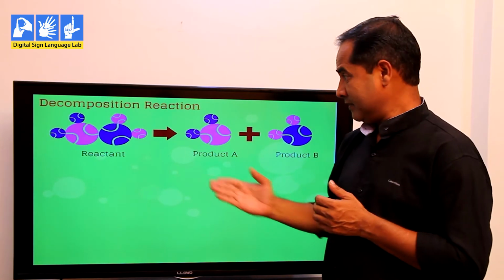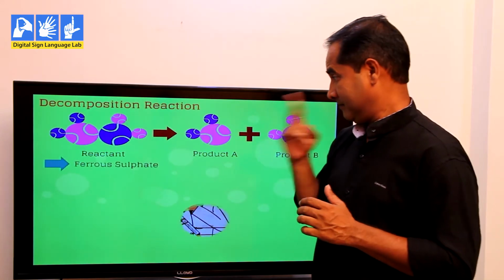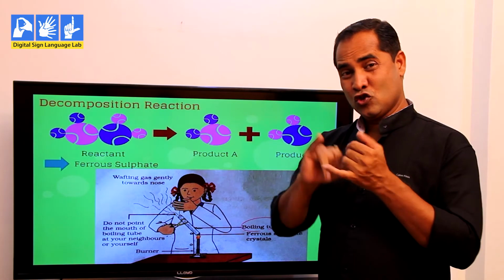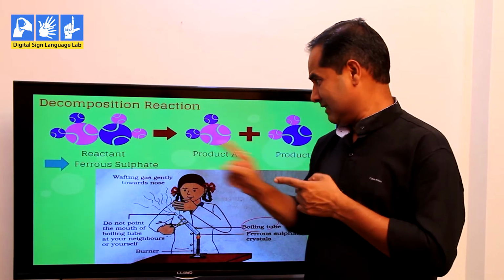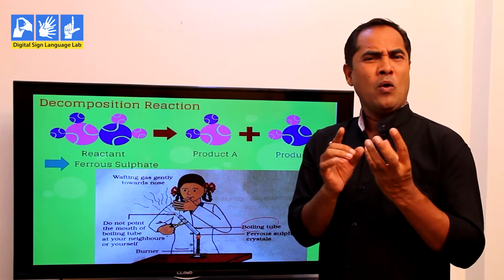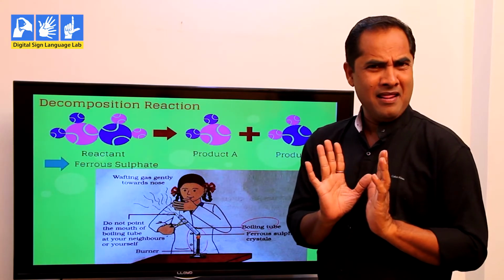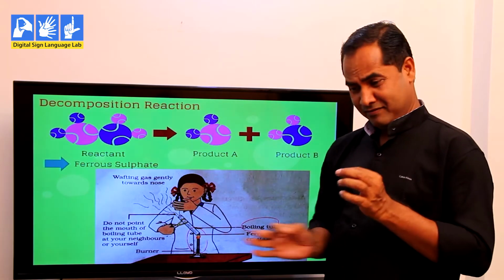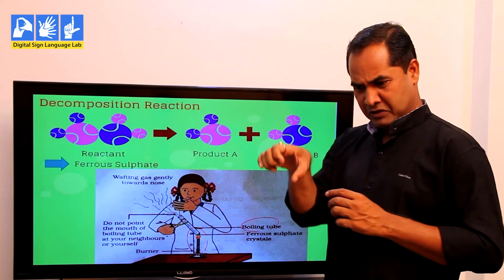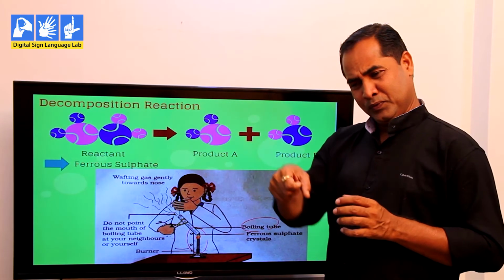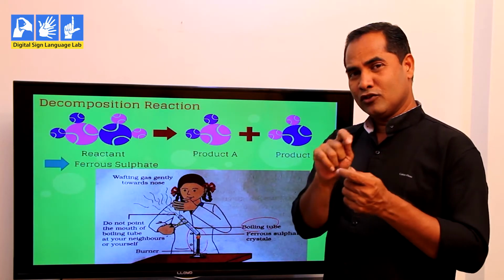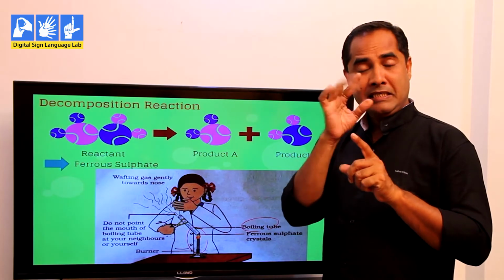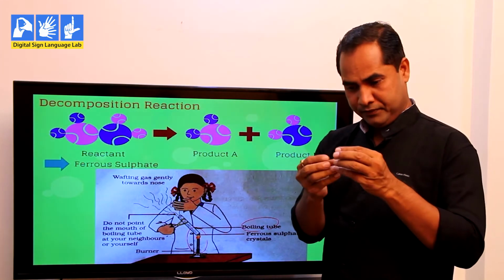I'll show you an example. As you can see, that's ferrous sulfate. Ferrous is basically iron, so iron sulfate. So you take that in a test tube and you apply heat, and you would notice a color change from green to golden.